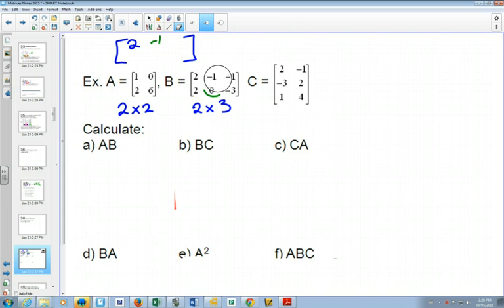To get the third one, this position right here is row 1, column 3. So I take row 1 and multiply it by column 3. And 1 times negative 1 is negative 1. And 0 times negative 3 is 0. Add those up, and you get negative 1. Running out of colors.